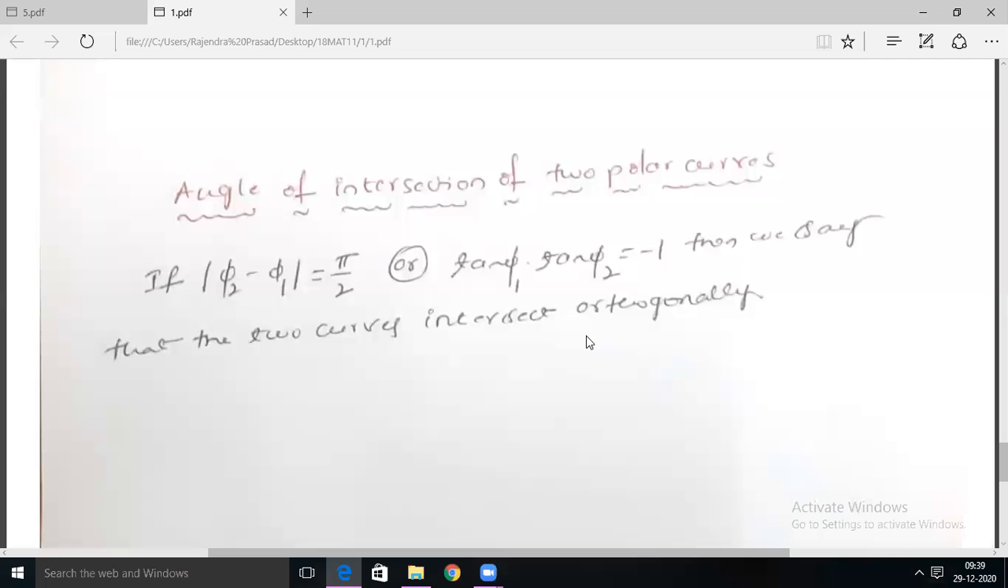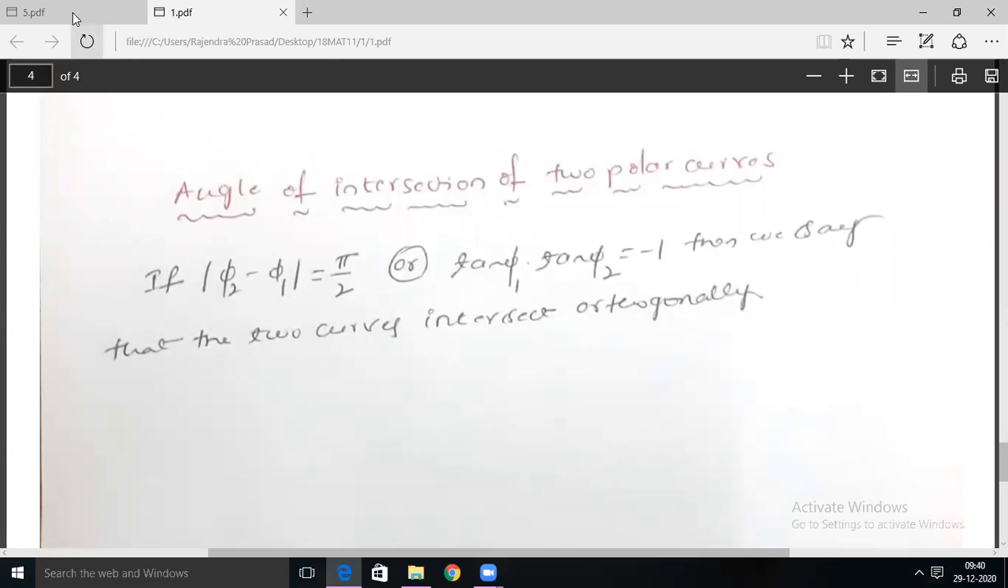then the two polar curves intersect orthogonally. Otherwise, if tan phi 1 into tan phi 2 is equal to -1, then we say that the two curves intersect orthogonally. So till problem number 1 to 5 we have to apply modulus of phi 2 minus phi 1, because we get phi 1 and phi 2 in explicit form, right? In problem number 6 we did not get phi 1 and phi 2 in explicit form. That's why keep it in tan phi 1 and tan phi 2.